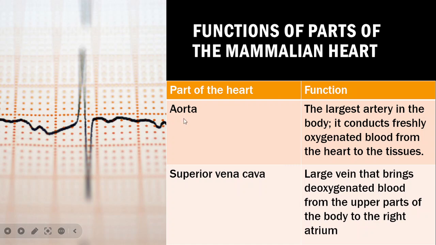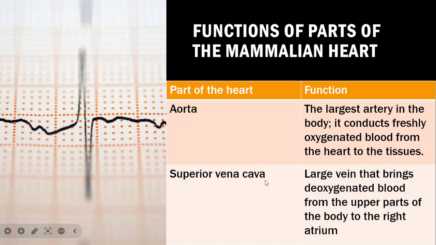So starting with the first one, the part of the heart that is the aorta. The aorta is the largest artery in the body. It conducts freshly oxygenated blood from the heart to the tissues. So this is the main function of the aorta. It carries the oxygenated blood from the heart to the various tissues of the body. So that is the first part, the aorta and its function.